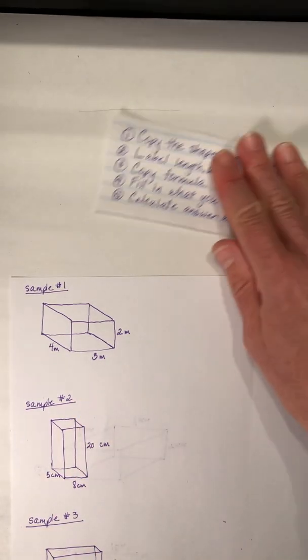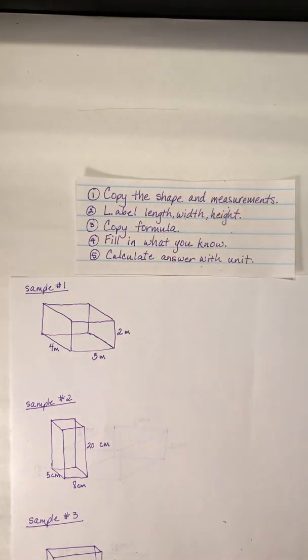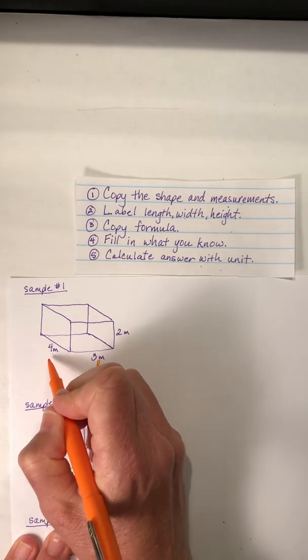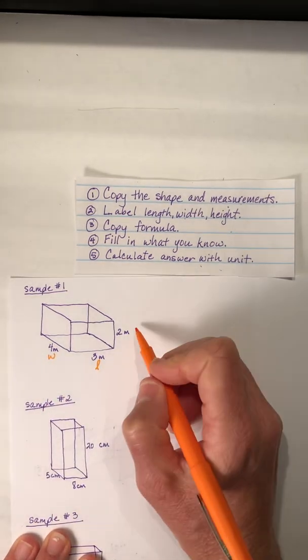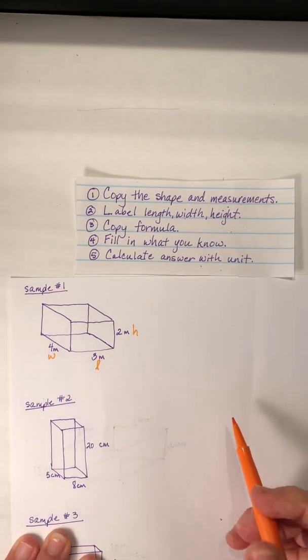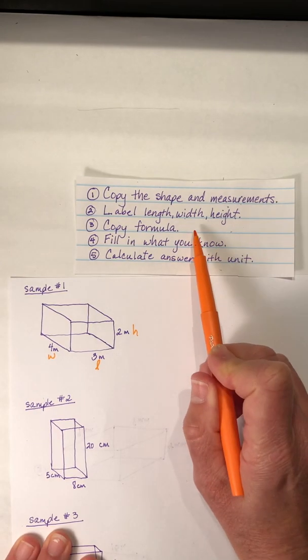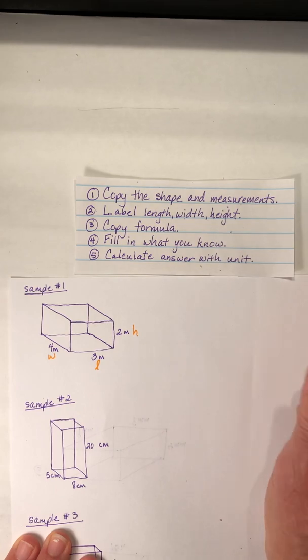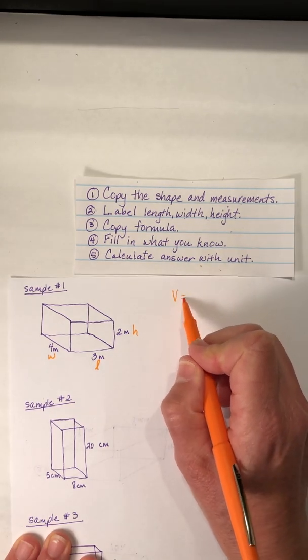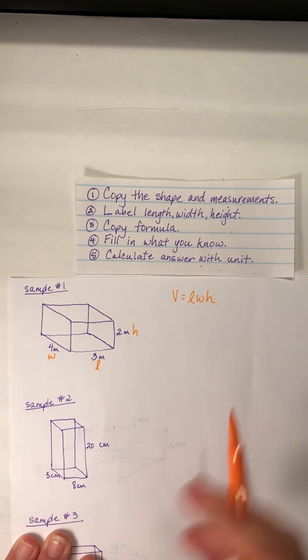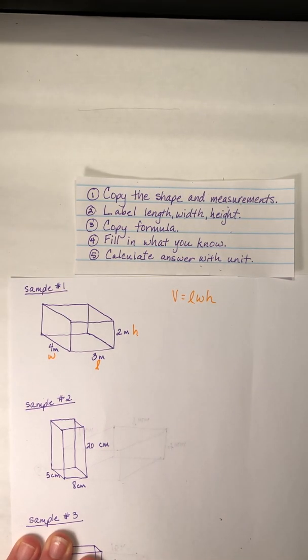So let's look back at our steps. So we copy the shape and the measurements. Got it. I'm going to label now the length, the width, and the height. So here's my length, here's my width, and here's my height. So we've done step 1, we've done step 2. Now we're ready to copy the formula. And remember, you're writing everything that I am writing, because I know you want full credit on this assignment, and I want to give it to you.